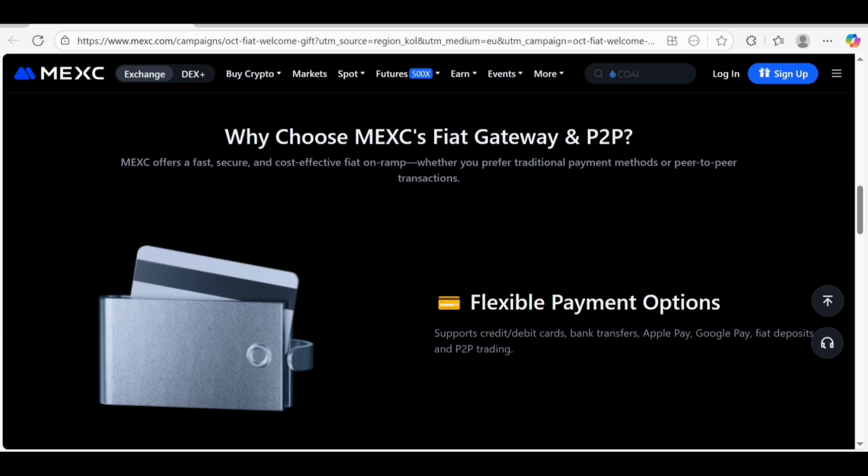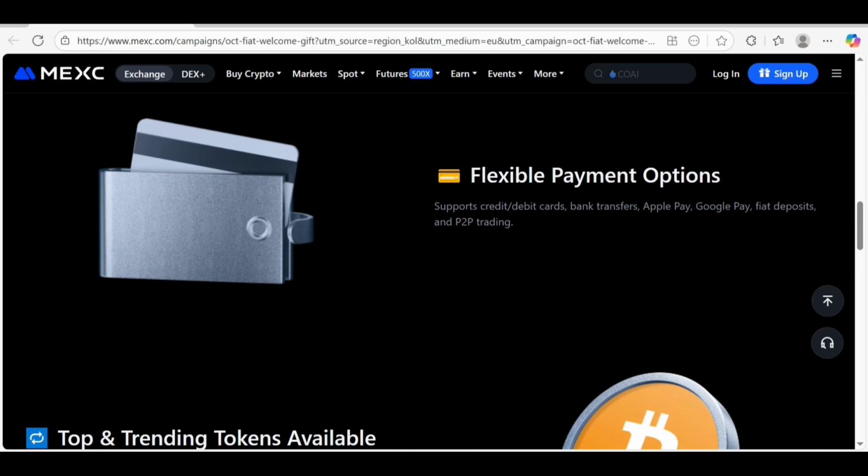And why choose MEXC Fiat Gateway P2P? Why do we have to choose it? Because MEXC offers fast, secure and cost-effective Fiat on-ramp. Whether you prefer traditional payment methods or peer-to-peer transactions, they give flexible payment options. They also support credit and debit cards, bank transfer, Apple Pay, Google Pay, Fiat deposit and P2P trading too.